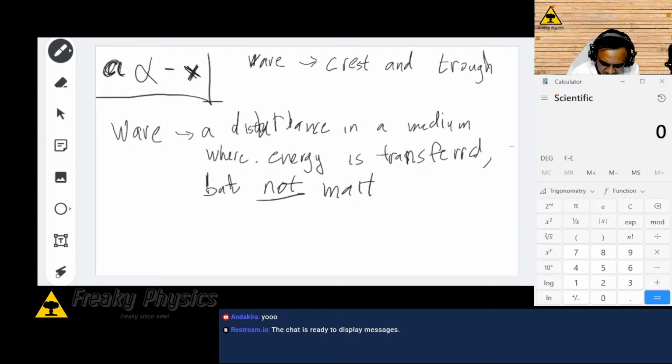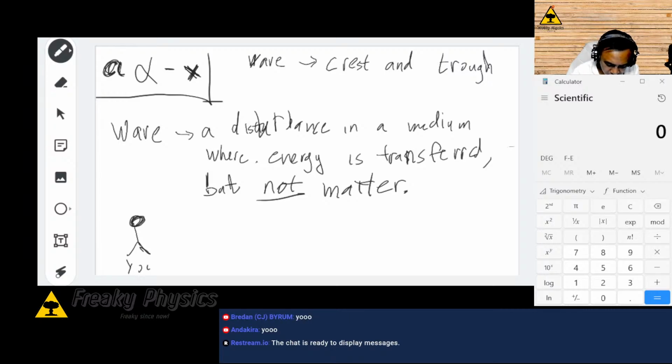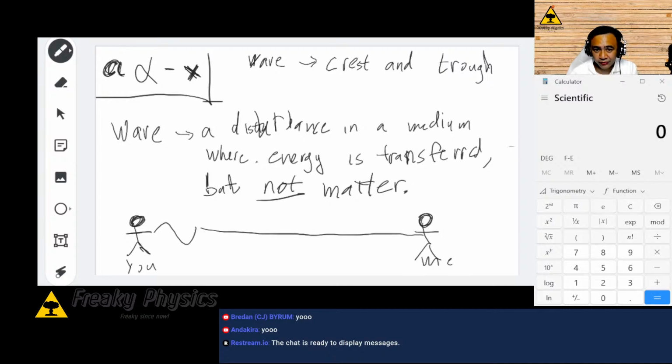Okay. What does this mean in particular? Let's go back to our classic definition of a wave, one of the classic examples. For example, you're here, and this is me. Then we're holding a rope, and on the rope you send a wave down the rope. The wave is going to move from you to me.